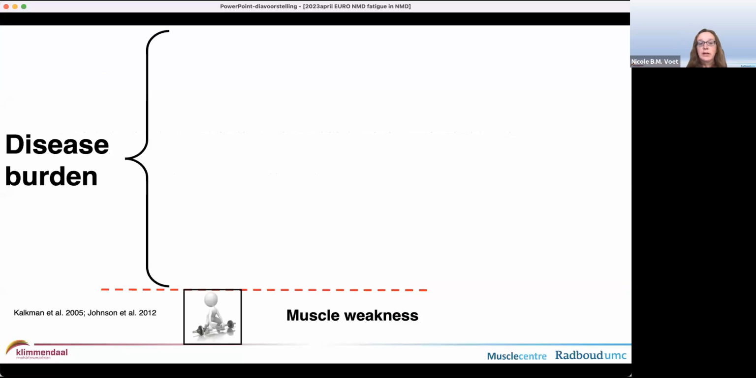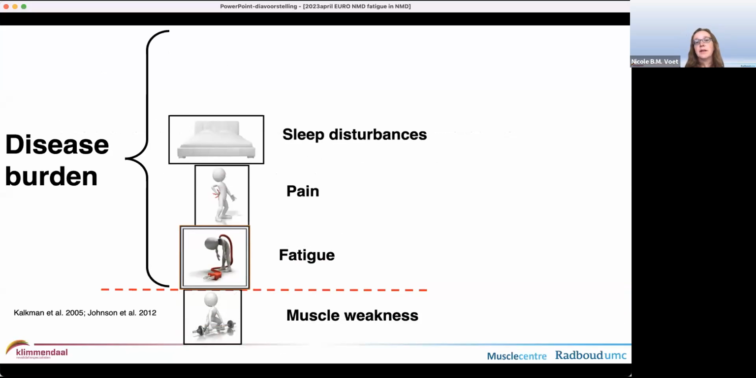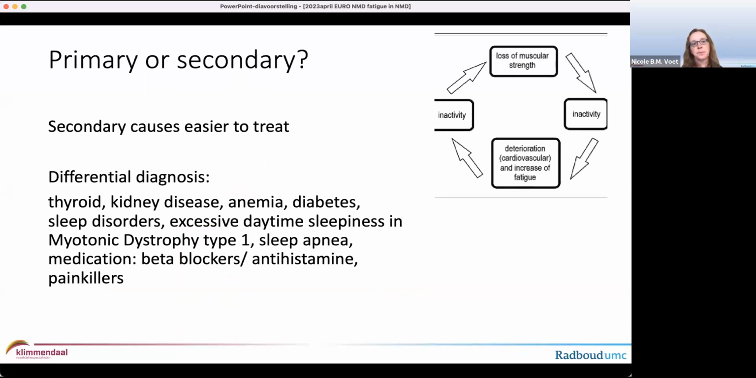There was research in which patients were asked, what is the burden of your disease? And of course, muscle weakness is part of the disease burden, but there's more. There's fatigue. More than 80% of patients experience pain. Sleep disturbances are common, and with that, it's very difficult for people to be physically active. And all this is the burden of disease for patients with NMD. So it's more than only muscle weakness.